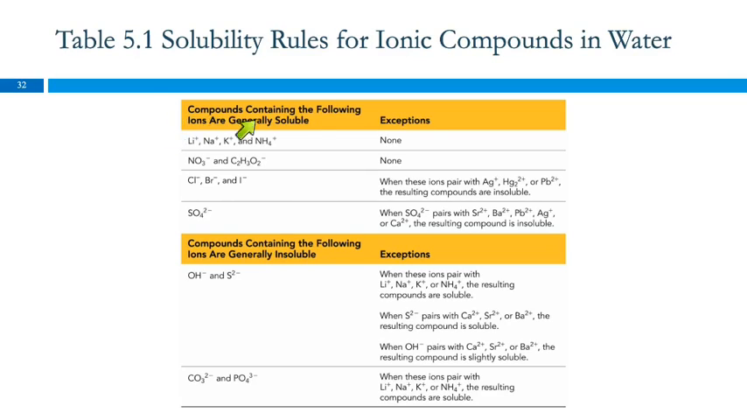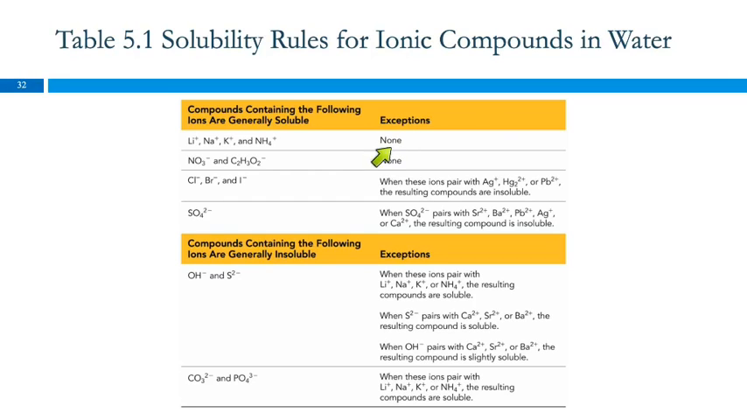Up at the top, we've got compounds containing the following ions are generally soluble. So if we've got just one of these ions, it's going to be soluble, except there are some exceptions. The way you use this table is you start at the top. Does your compound have lithium in it? It's soluble. Done. Don't look any further. And you work your way down. Down at the bottom, we have compounds that are generally insoluble with some exceptions. If we start at the top and work our way down, we can erase most of those exceptions.